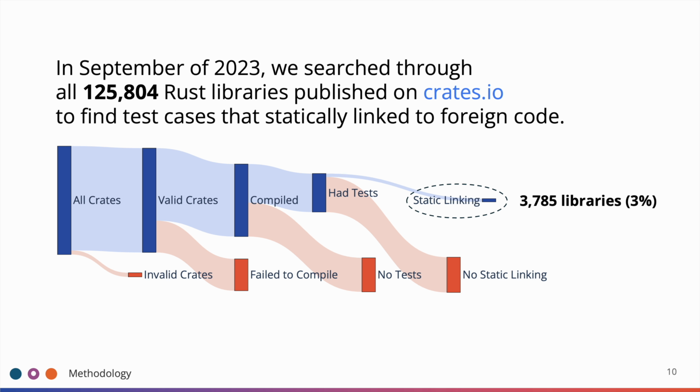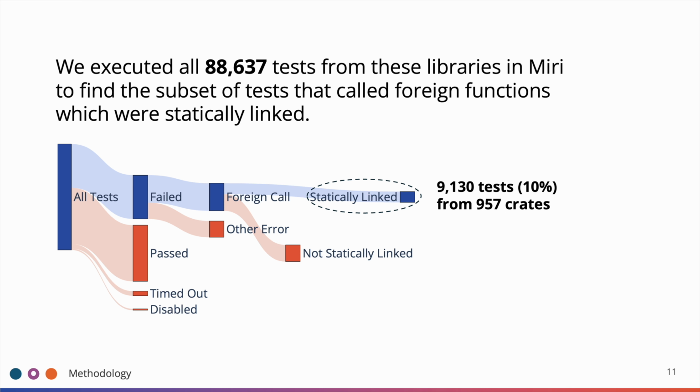In September of 2023, we took every published Rust library and compiled them to find out which had test cases and which statically linked to foreign libraries by default. 3% of libraries had these characteristics, forming a nice convenient sample for us to analyze further.